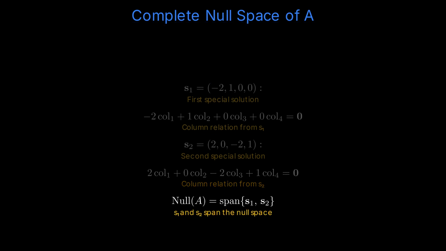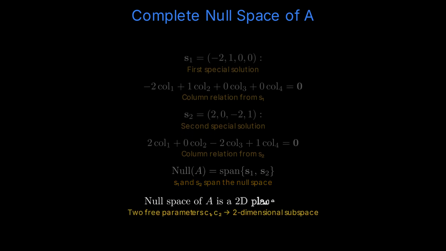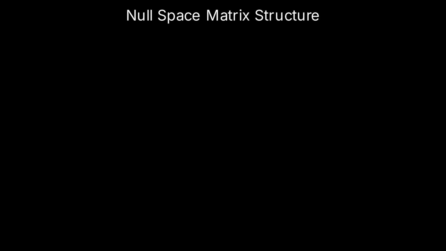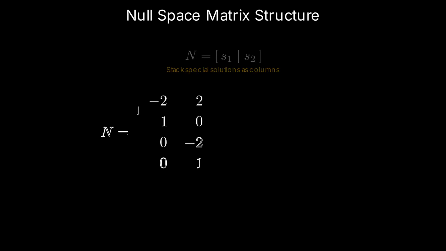Every null space vector is a linear combination of these two special solutions. We say they span the null space. Geometrically, since we have two free parameters, c1 and c2, this null space is a two-dimensional plane passing through the origin inside R4. The recipe works, but why these particular assignments? Let's stack the two special solutions as columns of a matrix N.